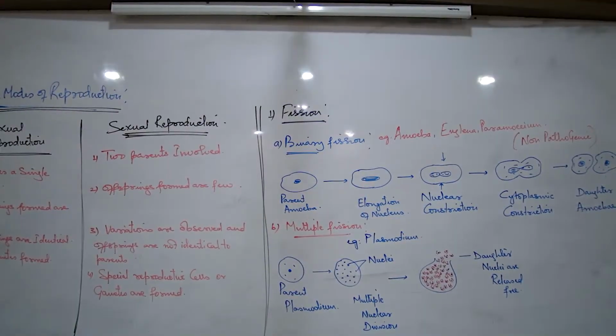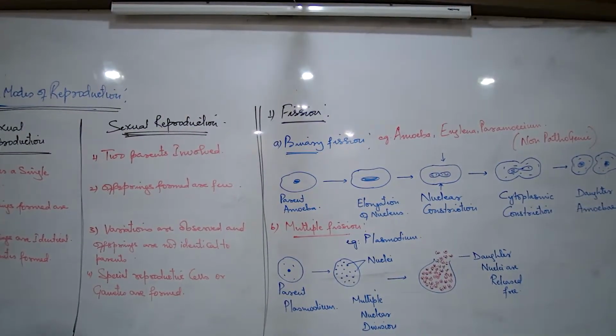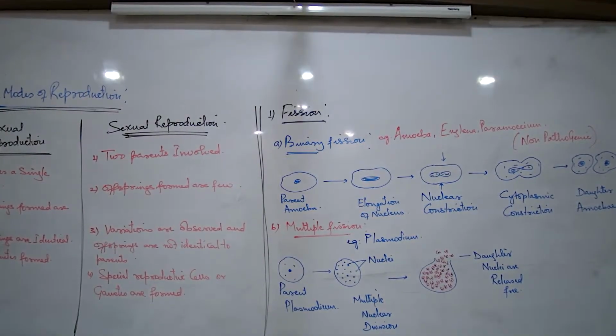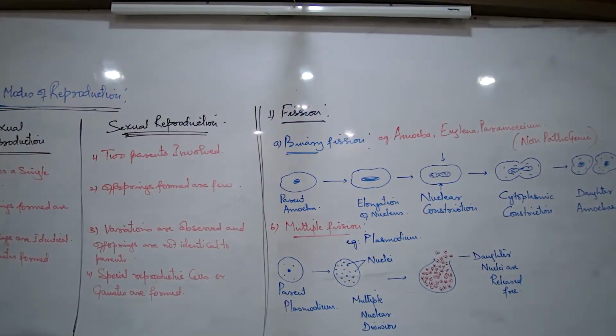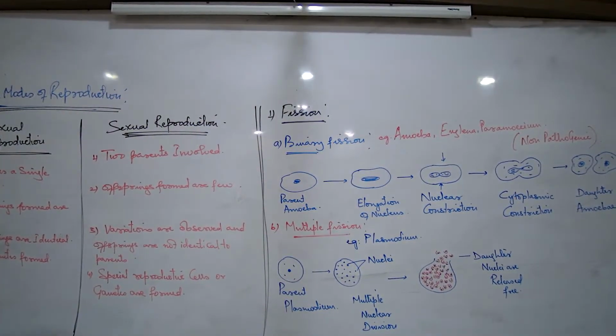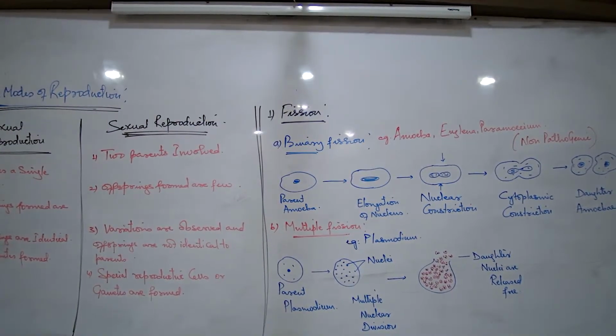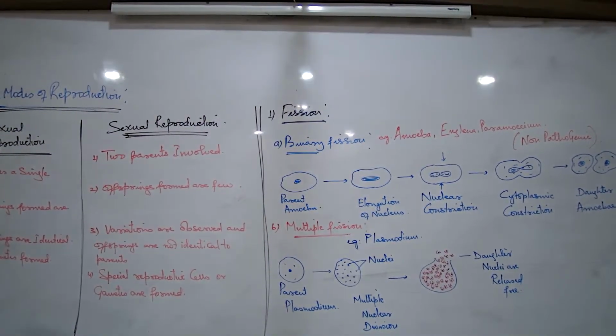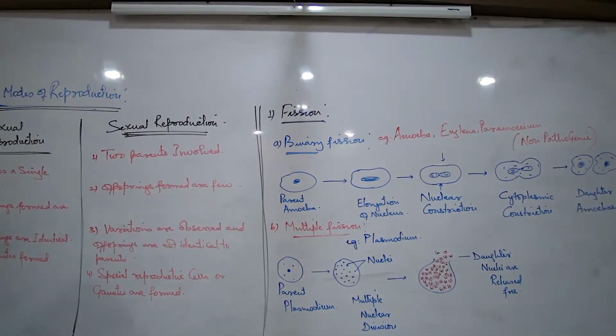Once, multiple division, multiple fission, the nucleus divides a number of times. Cytoplasmic division, what can you write? For binary fission, the cytoplasmic division is very evenly divided into two parts. In multiple fission, a small amount of cytoplasm wraps around every single nucleus, resulting in the formation of the daughter nuclei. What about the types of organisms which show this method?